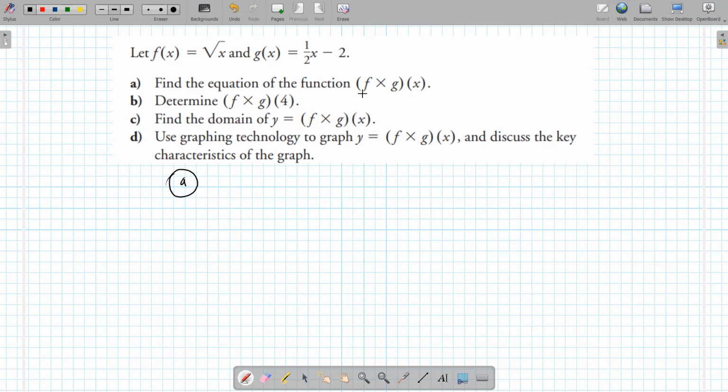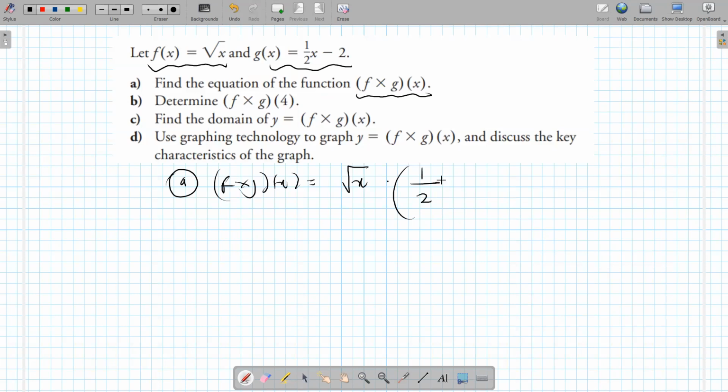So for A, they want f times g of x, right? Look at this. We were given f of x, given g of x, straight up just multiply them. F times g of x is going to be equal to square root of x, that's your f, times, in a bracket, what your g is, like this. You can open your bracket if you want. You don't have to because you can't really factor a radical. So you can just leave it as it is, okay? Leave it as it is.